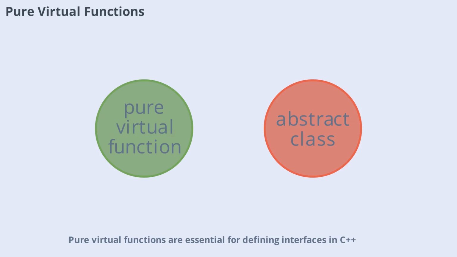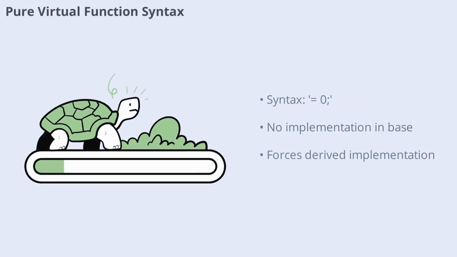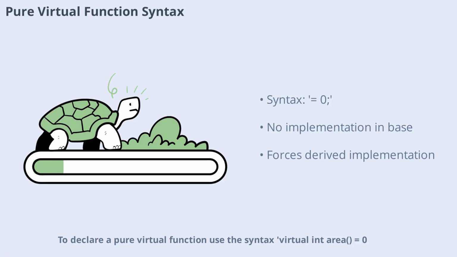Pure virtual functions are essential for defining interfaces in C++. To declare a pure virtual function, use the syntax virtual int area() = 0 in your base class. This tells the compiler that the function has no body and must be implemented by derived classes. Any class with at least one pure virtual function becomes an abstract class and cannot be instantiated directly.